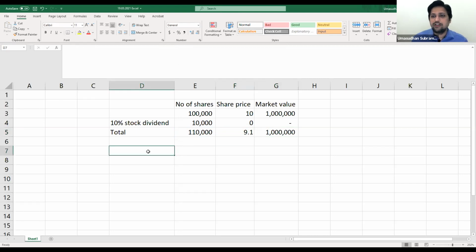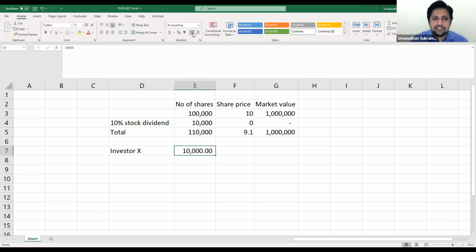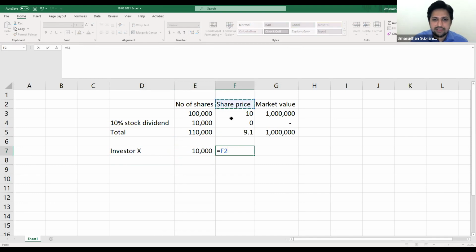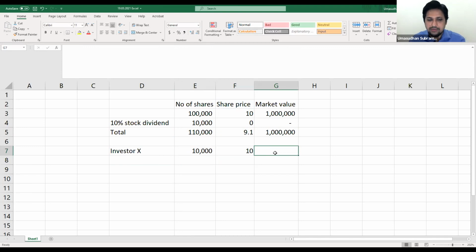So let's think about an investor. You are investor X. Let's say investor X had 10,000 shares, which was previously valued at $10. So the market value is 10,000 times 10, and you've got a total value equal to 100,000. That's what you had before.